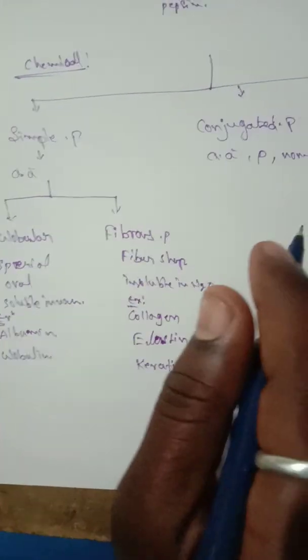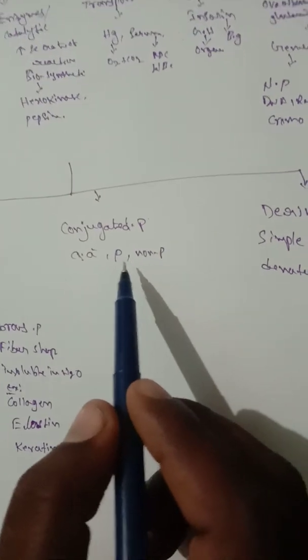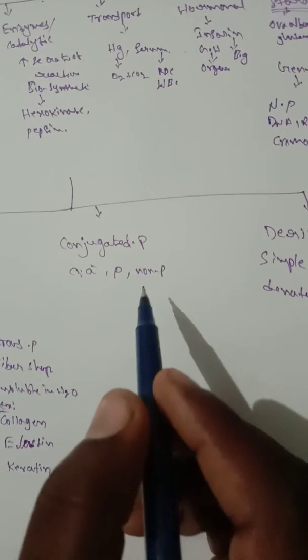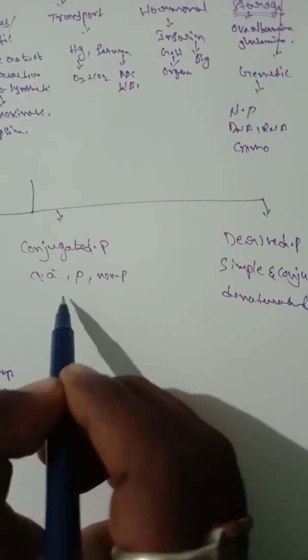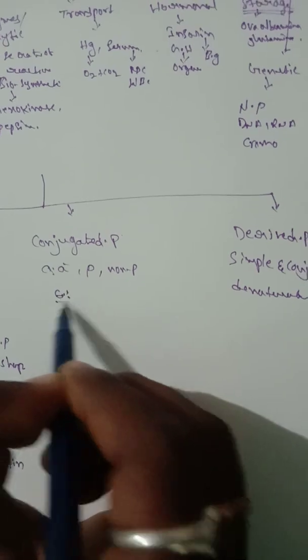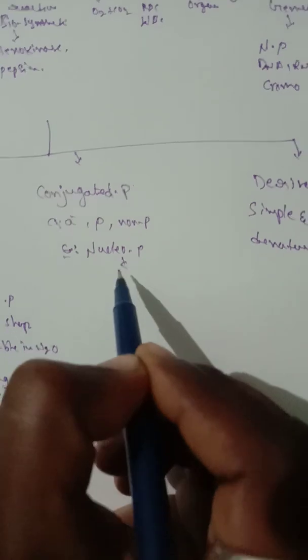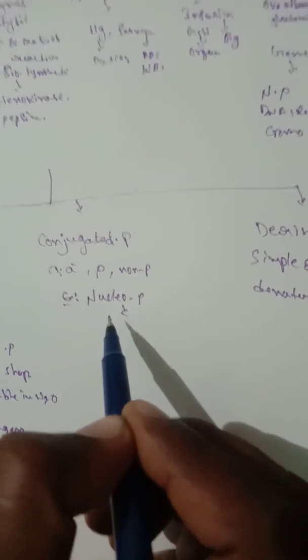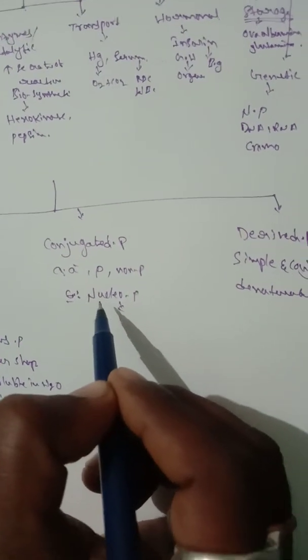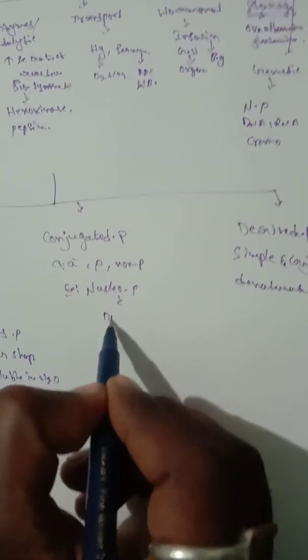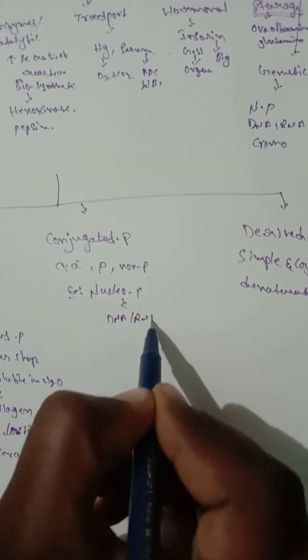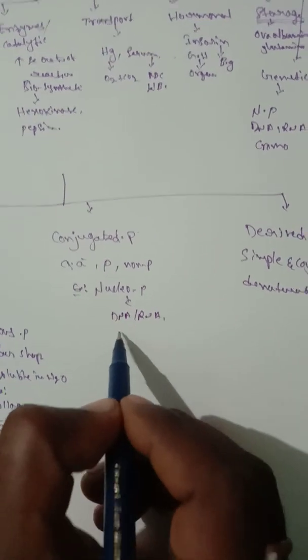The next one is the conjugated proteins. So what are the conjugated proteins? The conjugated proteins are a mix of amino acid, protein group and non-protein group also. What are the examples of the conjugated proteins? Examples are the nucleoproteins. The nucleoproteins contain the nucleic acid and prosthetic group. Nucleic acids means DNA or RNA, and an example of the prosthetic group is the histones.